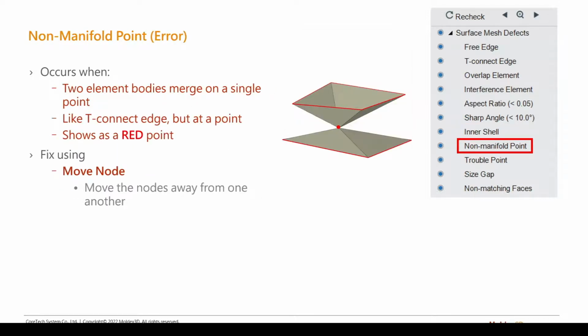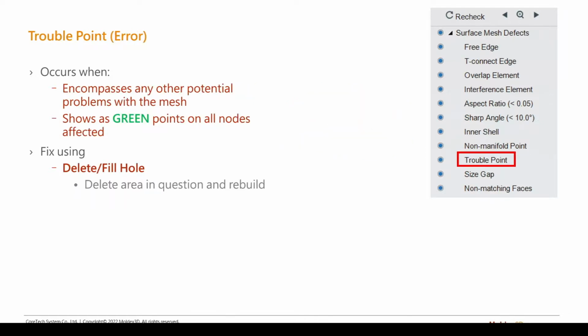All right, a non-manifold point is actually very similar to a T-connect edge, except instead of it being three edges, usually it's a bunch of edges merging to the same point. And just like in T-connect edges, most of the time moving the node is enough. That usually happens when there's two geometries that are so close to one another that Moldex just kind of puts them together. Trouble points are quite diverse in how they will show up in Moldex 3D. They'll show as green points and all nodes affected will be highlighted.